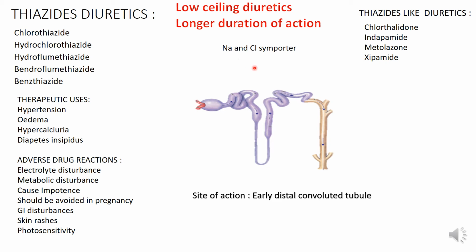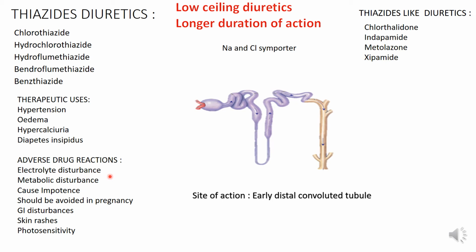The concentration of sodium here will be increased. If there is an increased concentration of sodium in the distal convoluted tubule, it will be reabsorbed and potassium will be excreted through the exchange transporter system. The sodium will be reabsorbed and the potassium will be excreted. If there is excretion of potassium, it will lead to hypokalemia. So as a side effect it causes electrolyte disturbance: hyponatremia and hypokalemia.